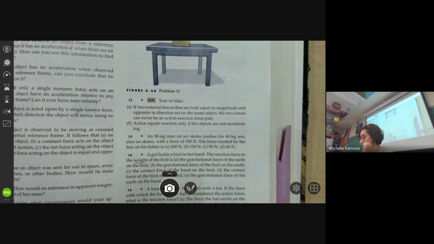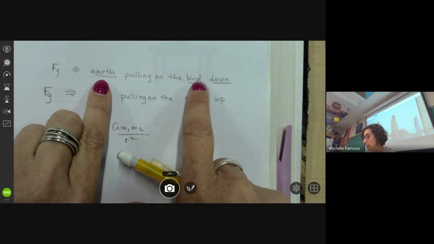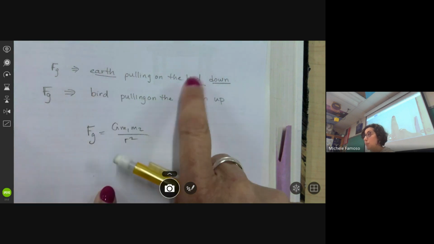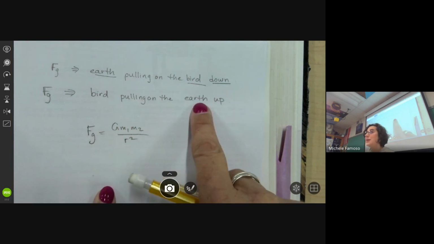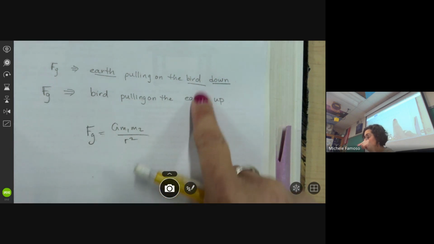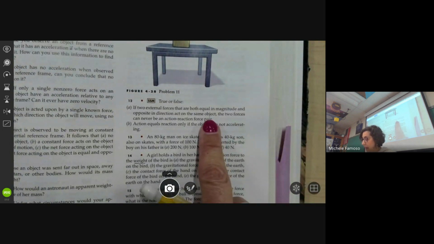Just like in this example, Olivia, the earth is pulling on the bird. So this is the object that this force is acting on, the bird. This is the reaction to it, but what is it acting on? It's acting on the earth. So they're never acting on the same thing. They're acting on opposite objects, okay? So that's why A is true.